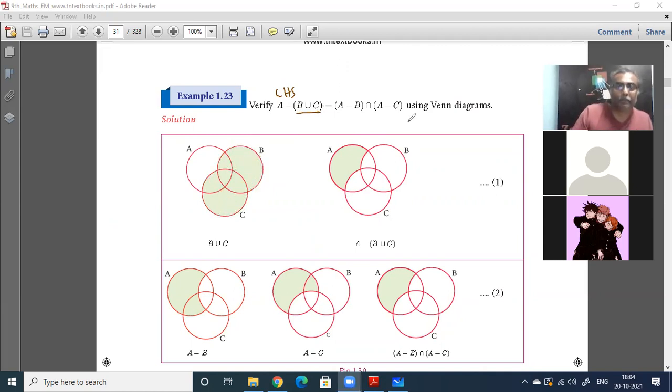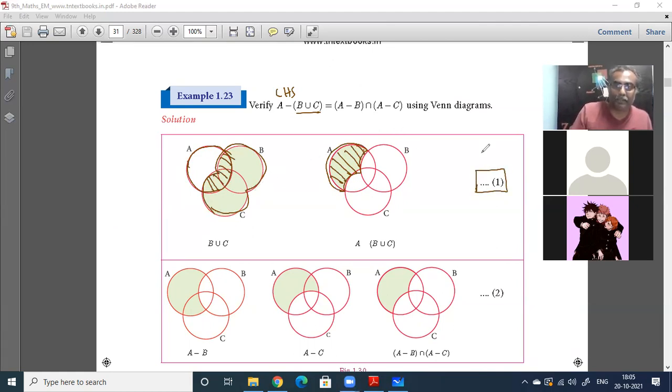Okay. Then A minus B union C. From A, you should minus this whole thing. What all will go off? This whole thing will go off. Okay. What will remain? Only this part will remain. Okay, it's correct. A minus B union C. Okay. This is step 1.